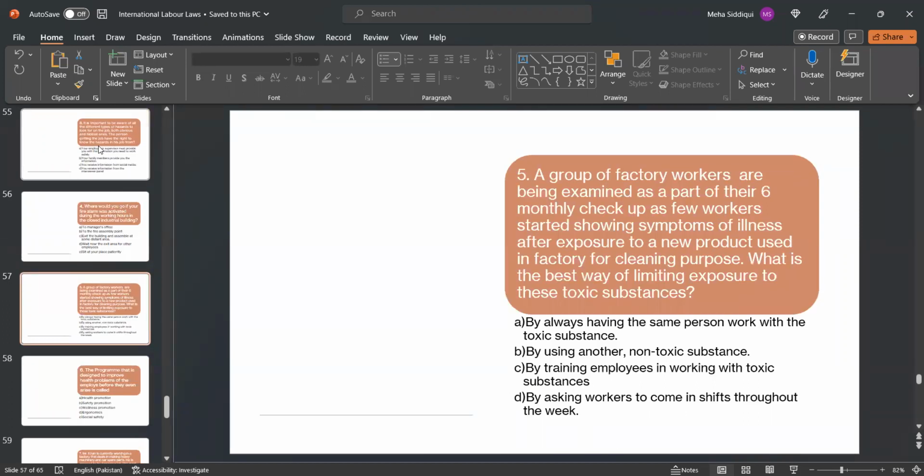MCQ number 5. A group of factory workers are being examined as a part of their 6 monthly checkup, as a few workers started showing symptoms of illness after exposure to a new product used in the factory for cleaning purposes. What is the best way of limiting exposure to these toxic substances? By always having the same person work with the toxic substance, by using another non-toxic substance, by training employees in working with the toxic substance, or by using workers to come in shifts throughout the week. B, yes, B is the right option.